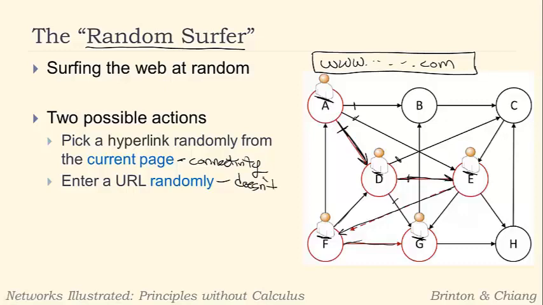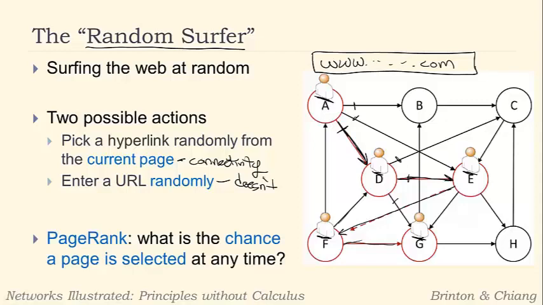And so you can see already how this kind of takes into account the importance of the links here, because the links which are coming from nodes which themselves are more important are going to get visited more often and going to be used more often. And so the question that PageRank asks is, what is the chance that a page is going to be selected at any time? So if we keep surfing over and over again, what fraction of the total number of visits is each page going to get? Which ones are going to be visited more frequently? And we say those are the more important. So what is the chance a page is selected at any time? And that's the idea behind PageRank.